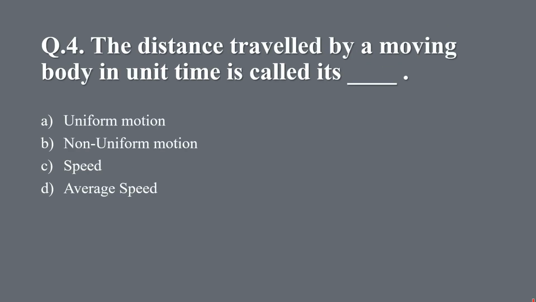Question 4. The distance traveled by a moving body in unit time is called its dash. A. Uniform motion. B. Non-uniform motion. C. Speed. D. Average speed. And the right answer is C. Speed.